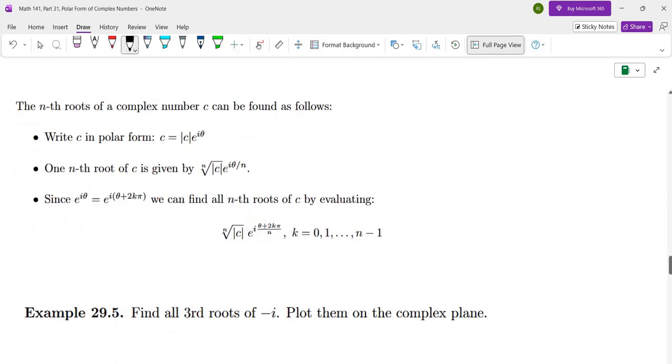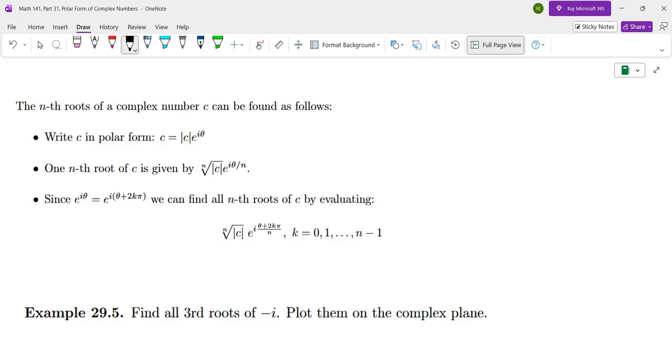In general, if you want to find nth roots of a complex number c, what you do is you write down the complex number c as absolute value of c, e to the power of i theta. Then you raise it to the power of 1 over n, which means you take the nth root of absolute value of c, and then you divide the exponent by n. You get nth root of absolute value of c, e to the power of i theta over n. However, you can change the exponent by multiples of 2 pi.